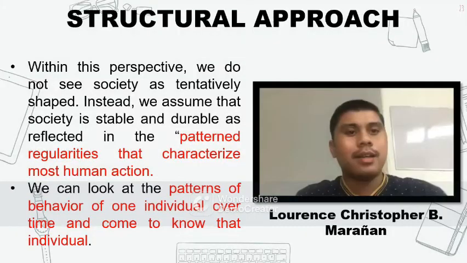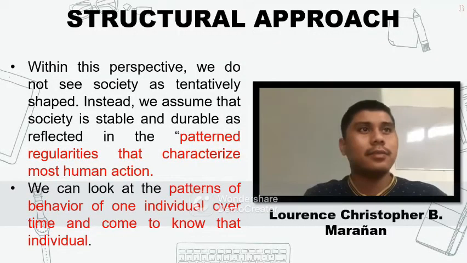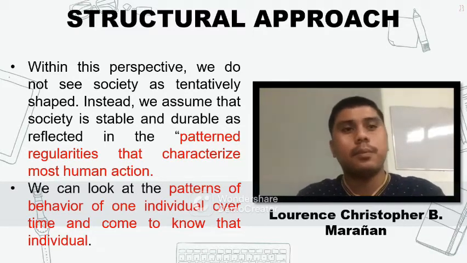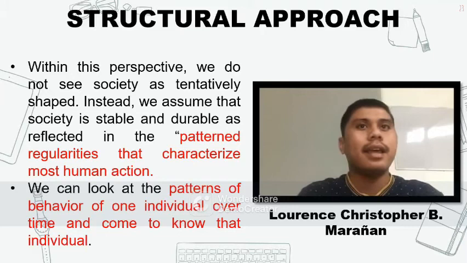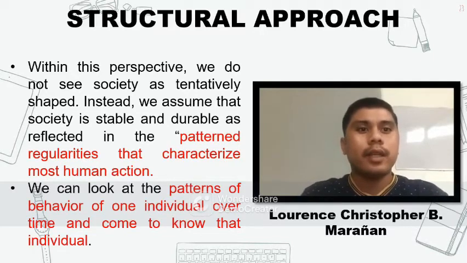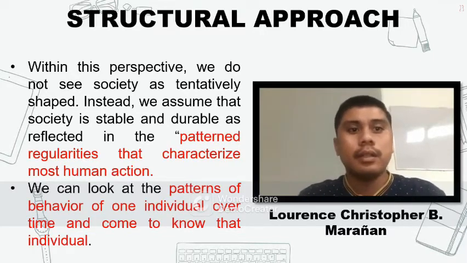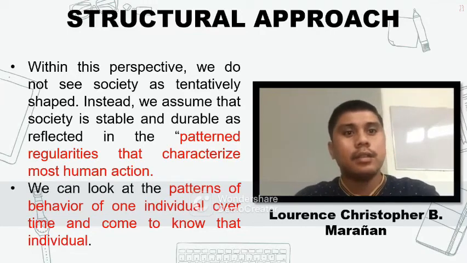So, hi guys! Next, we will tackle the structural approach. So first, I'll read an example from the internet, and next I'll give my own example so that we will definitely understand what is structural approach. So first, let us define it.